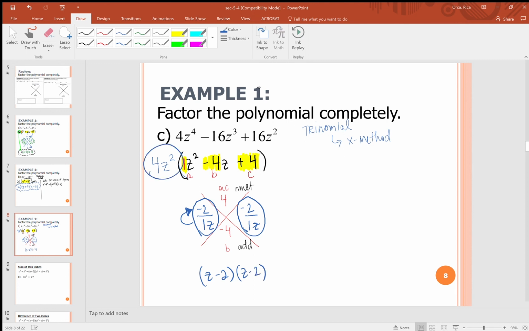Let's bring down the GCF. So we have 4z squared times z minus 2 times z minus 2. And because we have two of the same kind, let's go ahead and condense this so that we end up with 4z squared times z minus 2 squared. So when you factor 4z to the 4th minus 16z to the 3rd plus 16z squared, you get 4z squared times z minus 2 squared.